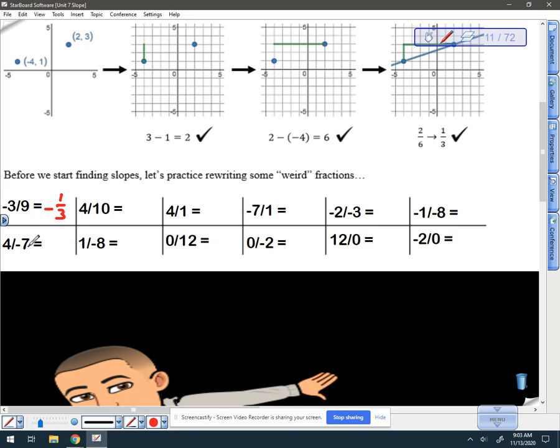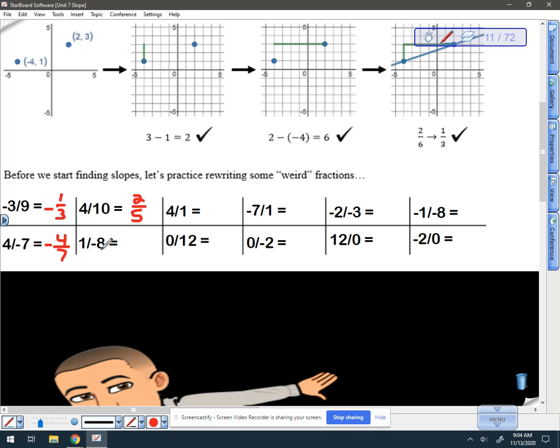4 over negative 7. Positive and negative make a negative. Can I simplify 4 over 7? No, so it just stays negative 4 over 7. All right, look at this one. Positive and a positive makes a positive. 4 over 10. I can divide each of those by 2, which would give me 2/5.